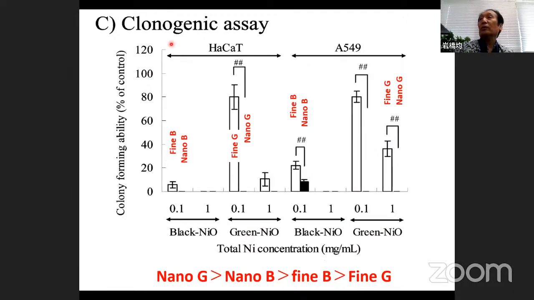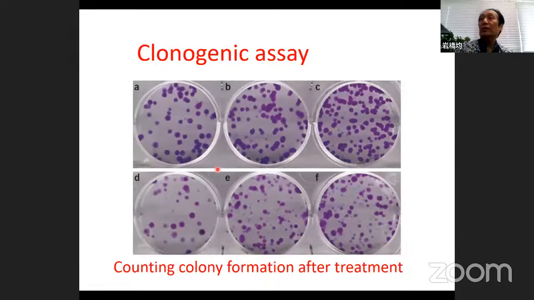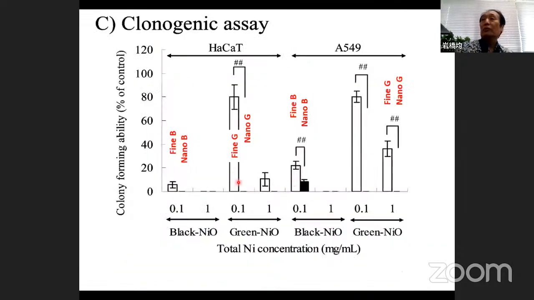And this is a clonogenic assay. Clonogenic assay is where you check colony forming units, counting colonies after treatment. The result with this is also the same as the MTT assay, and green nano was dangerous.